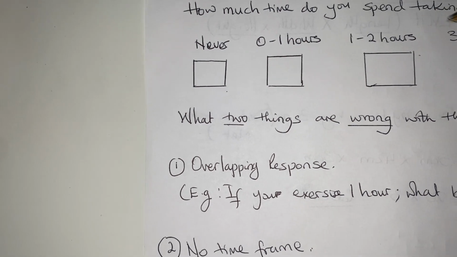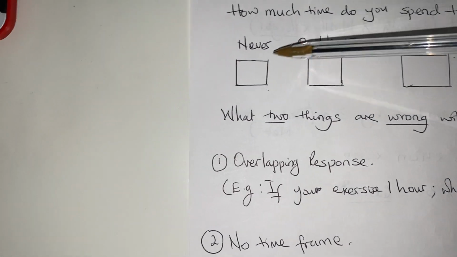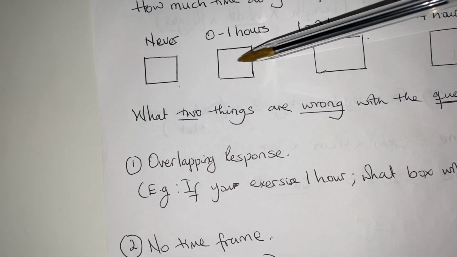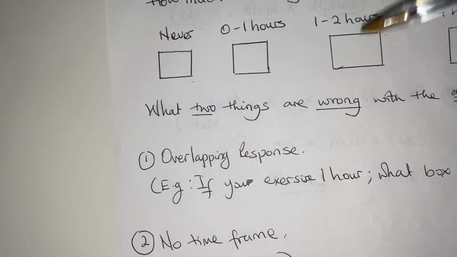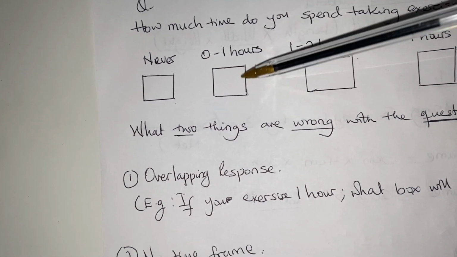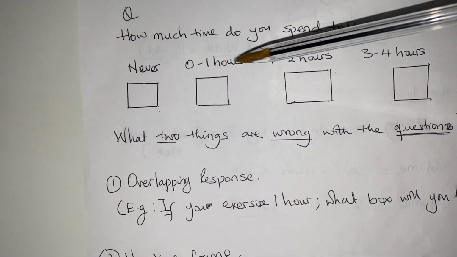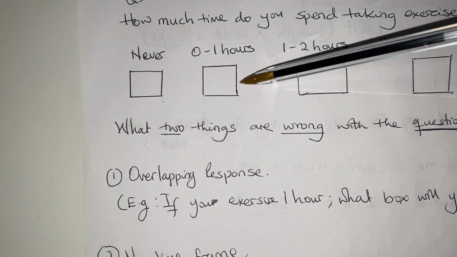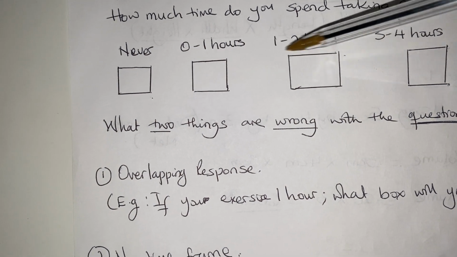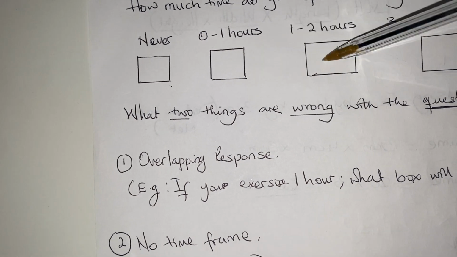So this is the question: how much time do you spend taking exercise? Now he has this box never, which is okay. 0 to 1 hours. Okay, 1 to 2 hours, but there's something wrong with this and that. 3 to 4 hours. Because if you exercise for 1 hour, which one are you going to take? Because of the overlapping thing, that is something that we have to address.